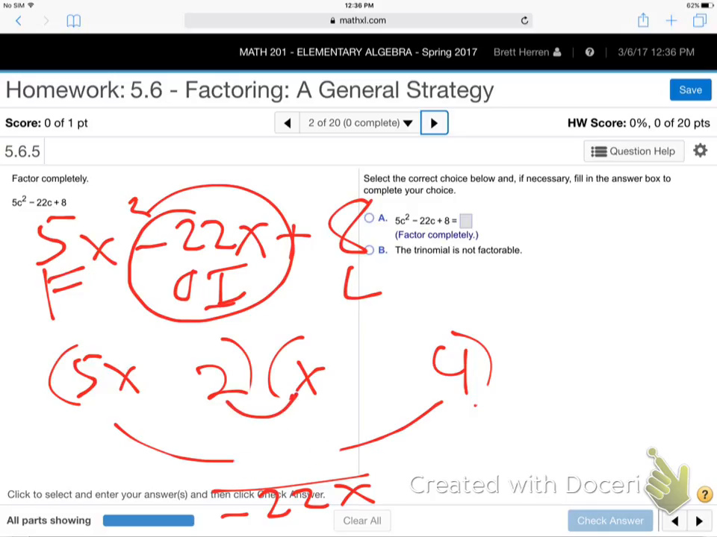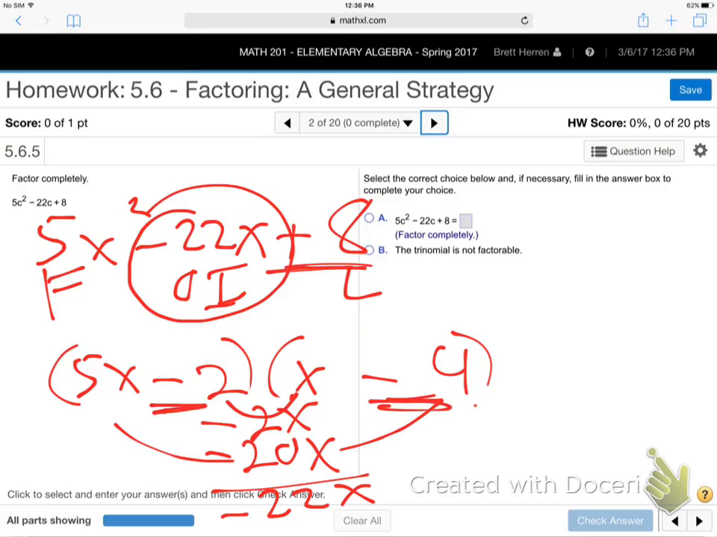Let me put the 2 here and the 4 there and try again. Now the 2 inner makes 2x, the 2 outer makes 20x. Can they make negative 22? Both negative. If you lose $2, you lose $20, you lost $22. So both negative. And 2 negatives multiply to be positive 8. Yep, it's all right.